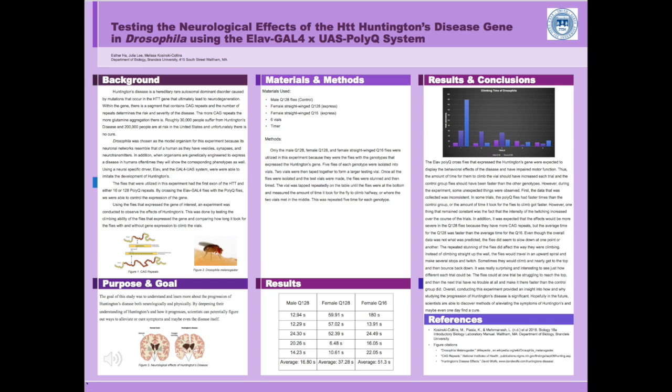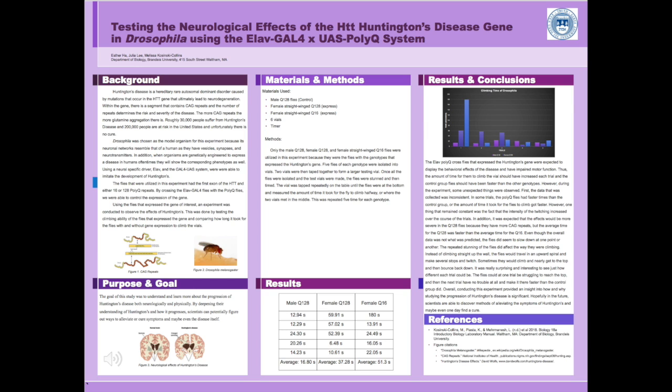Our results came out to be that the control group male Q128 flies took an average of 16.8 seconds. The female Q128 flies took an average of 37.28 seconds, and our female Q16 flies took 51.3 seconds. This was a result we were not expecting. What we expected to see was that the amount of time increased over the course of the 5 trials, and that the female Q128 flies would take longer than the Q16 flies. But this was not the case.